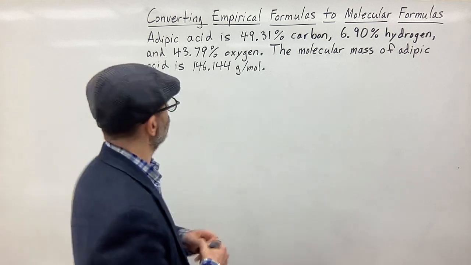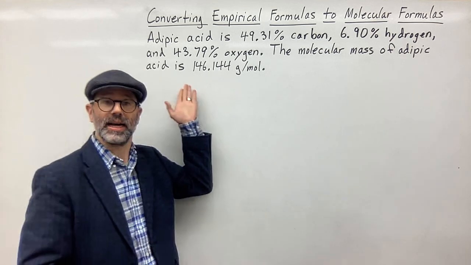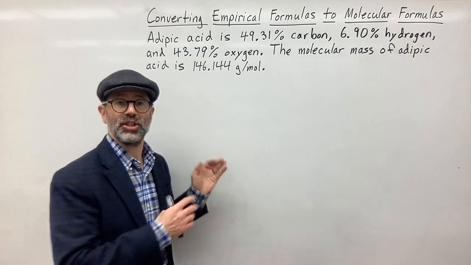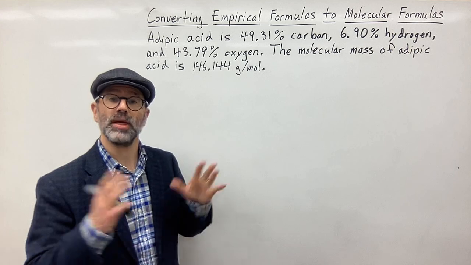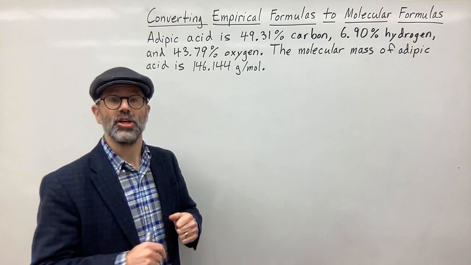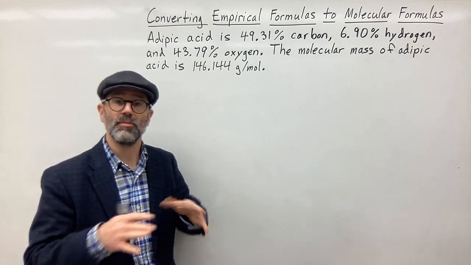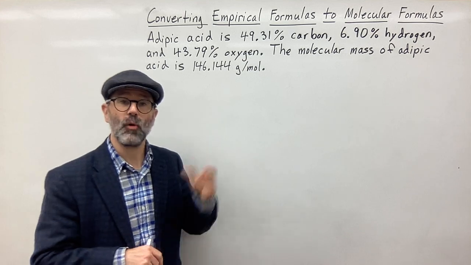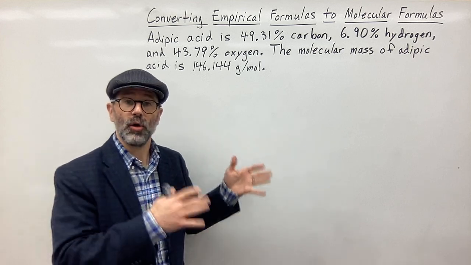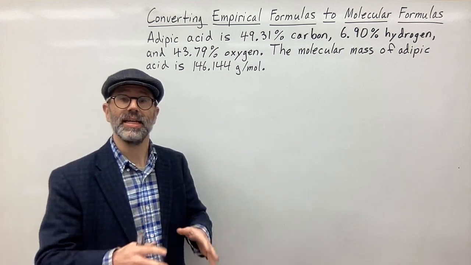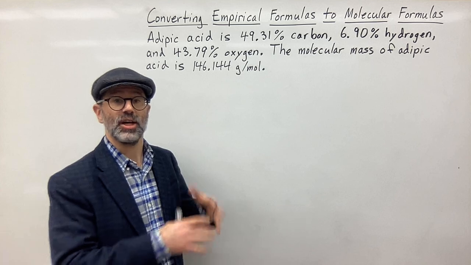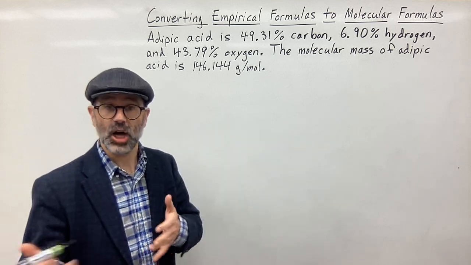Okay, so what we're going to do at first, again, if you're given percentages of the elements in your compound, you can just convert those to grams by assuming 100 grams of your compound, because percent is out of 100. So if I have 100 grams of adipic acid and 49.31% of that is carbon, well, 49.31% is 49.31 out of 100. If I have 100 grams, then that means 49.31 grams is carbon.